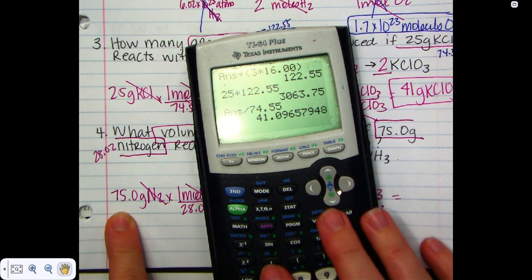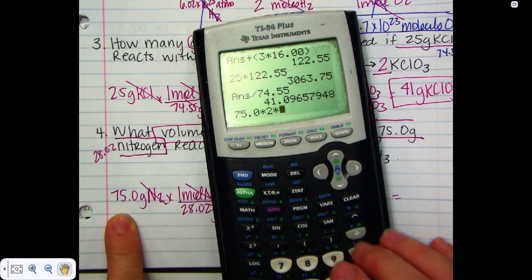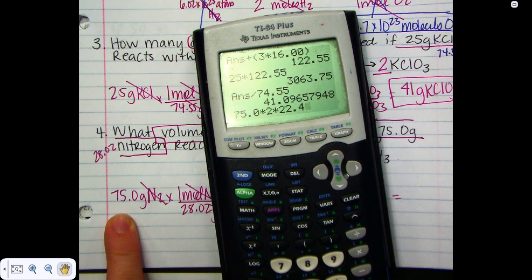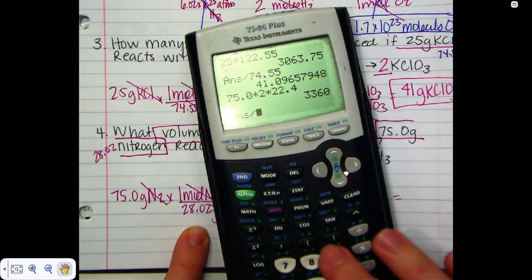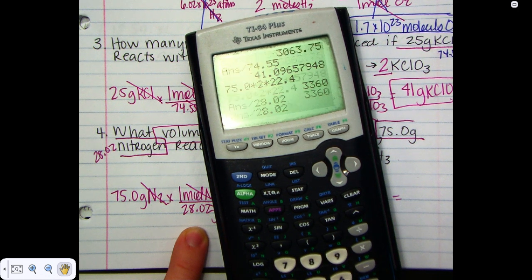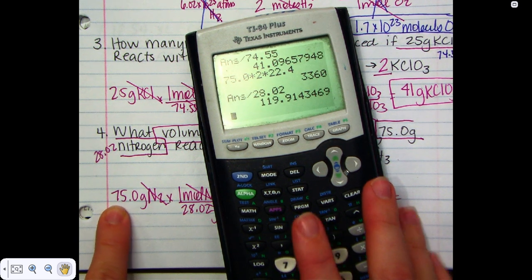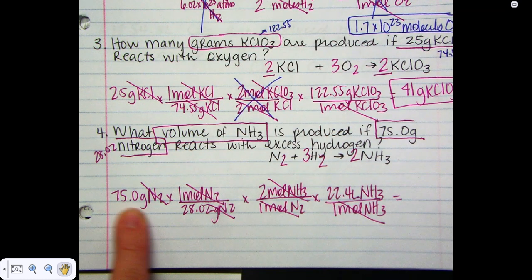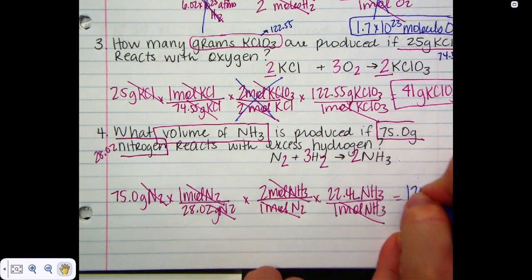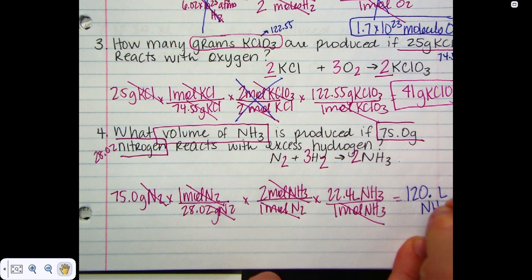So 75.0 times 2 times 22.4 divided by 28.02. And that gives me 119.91. I can have 3 sig figs, so 119.91 is going to round. This is going to be 120 with a decimal because I need the 3 sig figs, liters NH3.